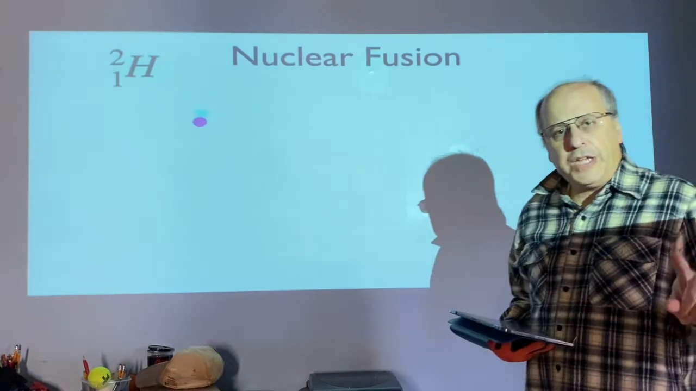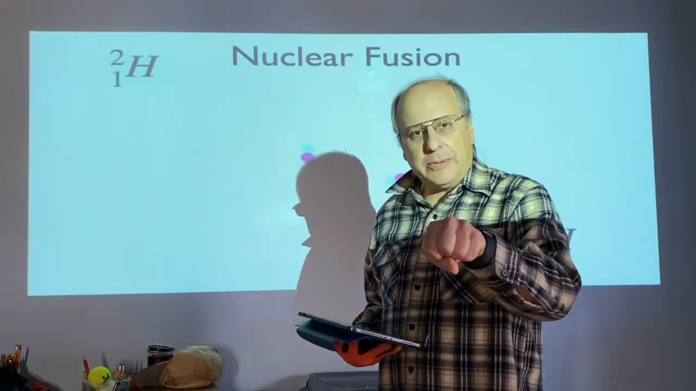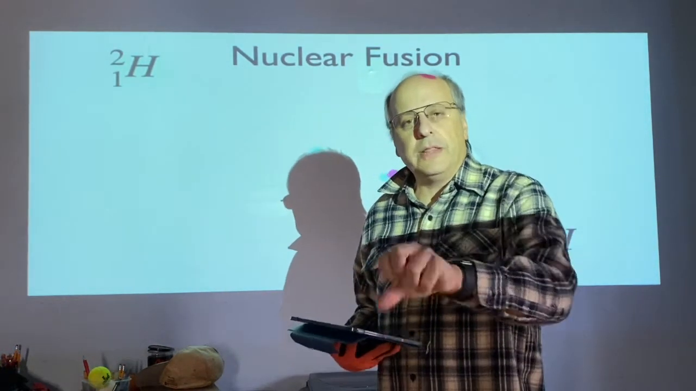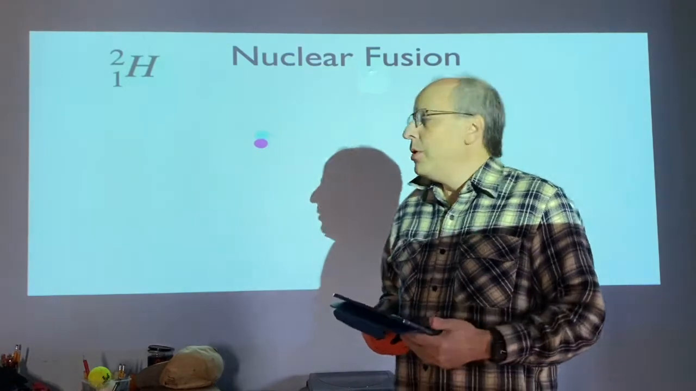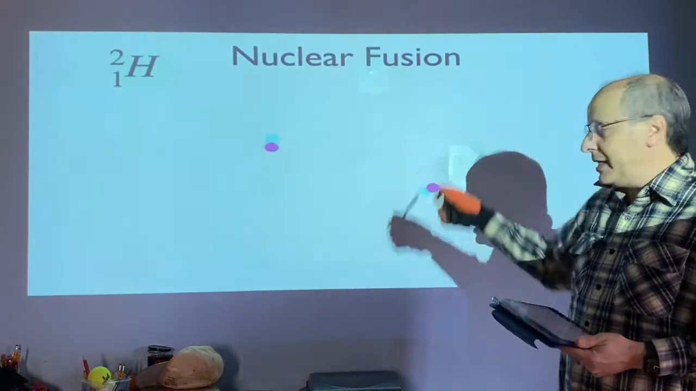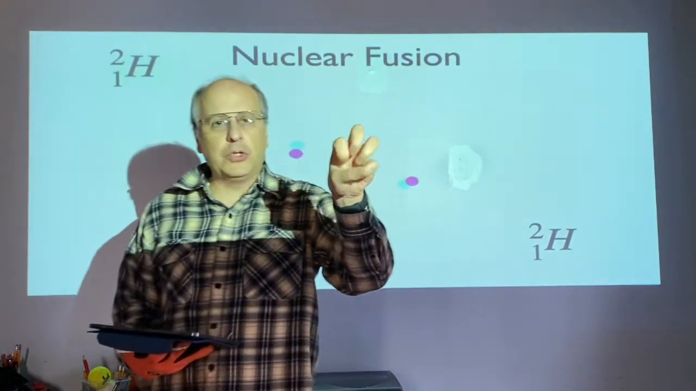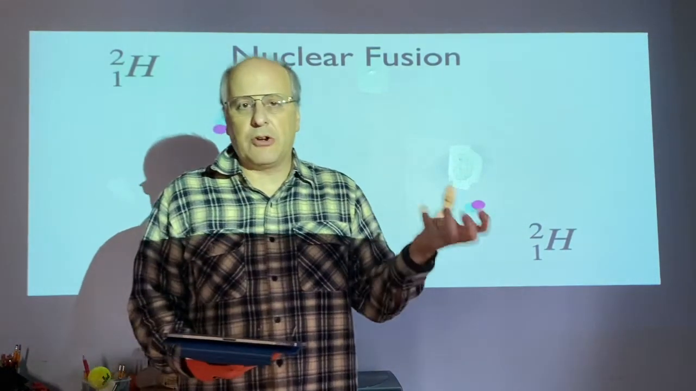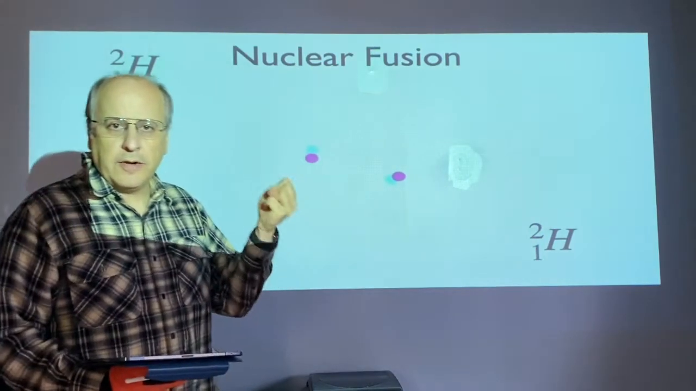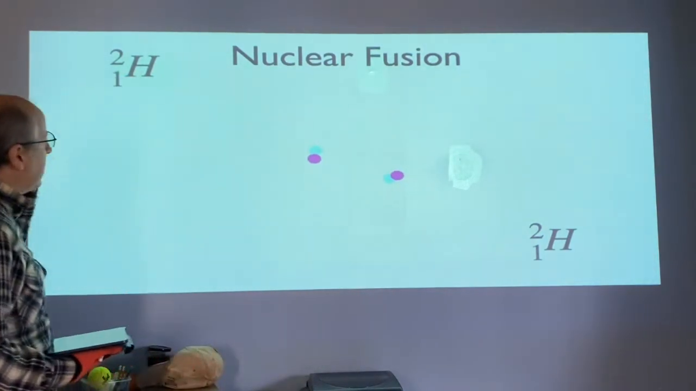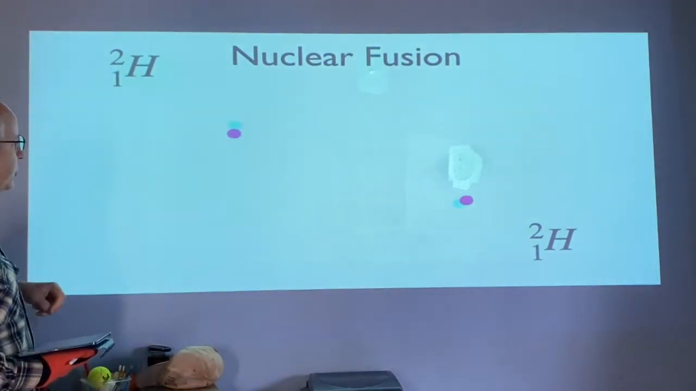So again, fission was when we had big atoms and we broke them into smaller isotopes. Fusion is just the opposite. We're going to take two small isotopes and fuse them together to make a bigger isotope. Nuclear fusion. Here's the problem with nuclear fusion.